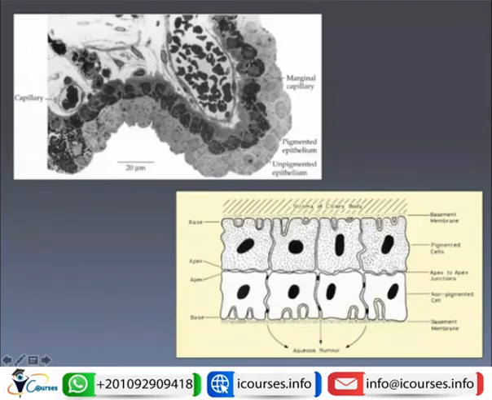So as you can see here, this is again a section showing the vascular core of the ciliary epithelium with the outer pigmented and the inner non-pigmented ciliary epithelium. Both of them are in apex to apex apposition. So the aqueous is filtered from the ciliary body stroma, passing to the pigmented cells, then passing to the non-pigmented cells into the aqueous humor.